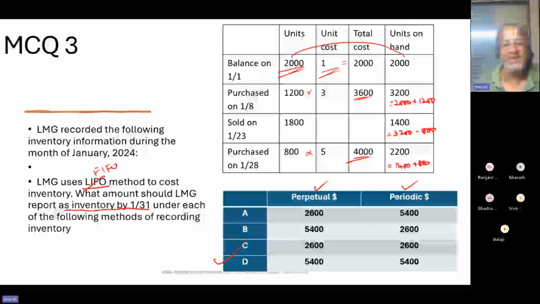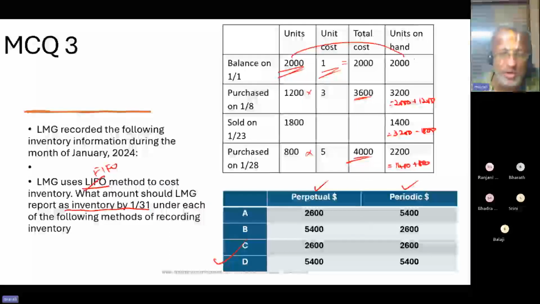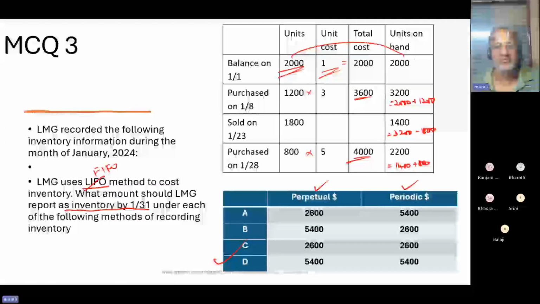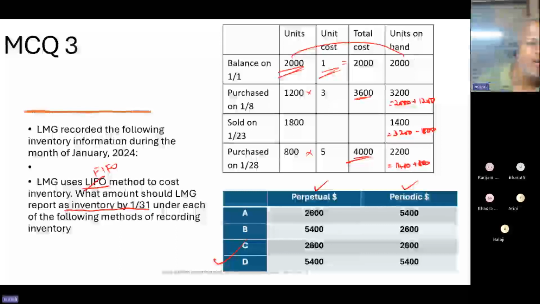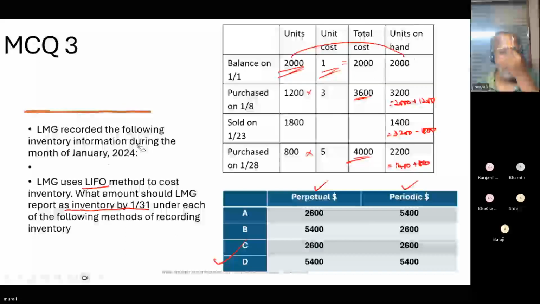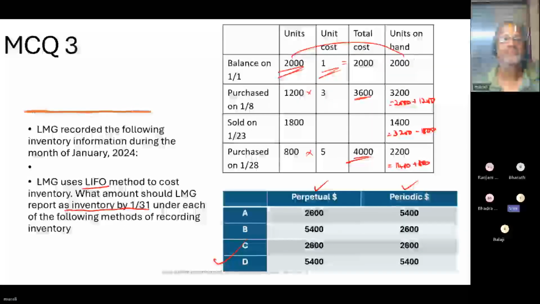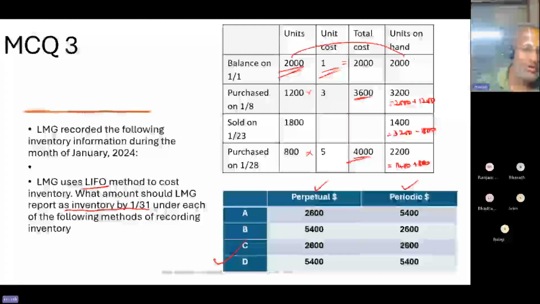So under examination conditions, look into the method. If it were to be FIFO, then what should you look into? Perpetual and periodic, where the same number is there. That is what you got to select. I don't have to think there. Unfortunately, in this particular case, it is not FIFO. Are you now understanding? We have to choose among A, B, C, not D. So you got to do that exercise.